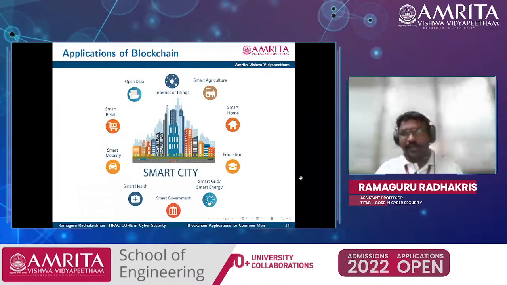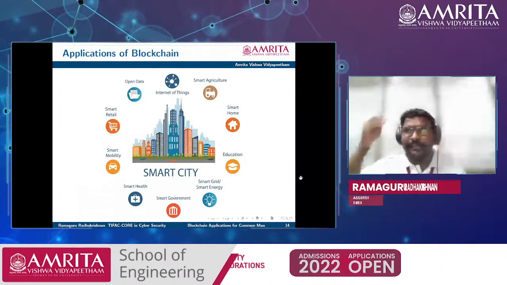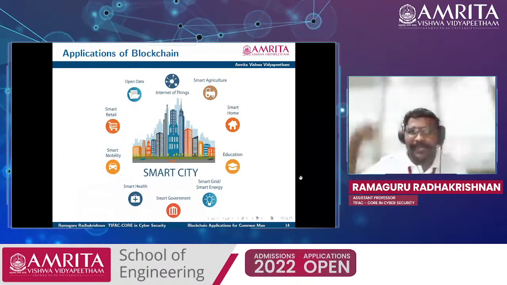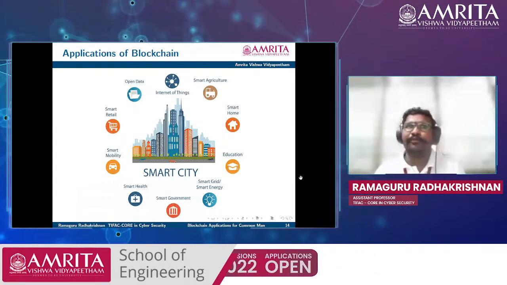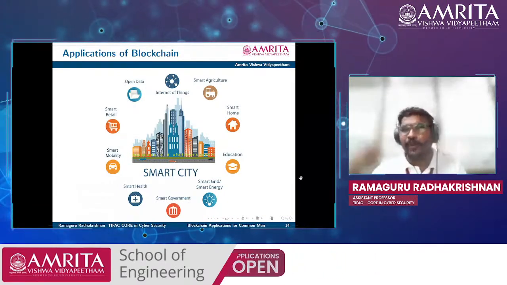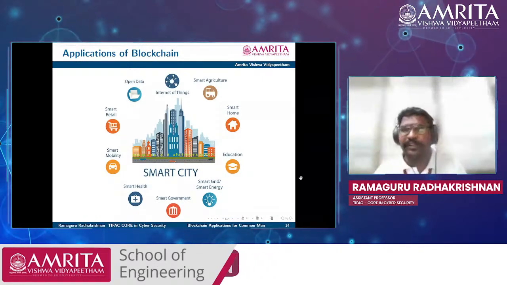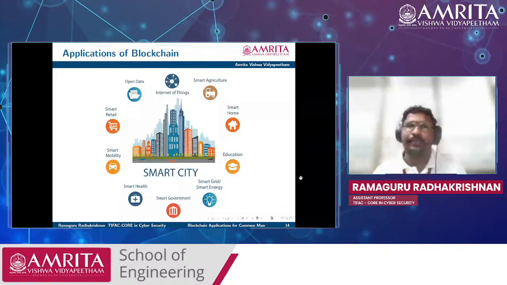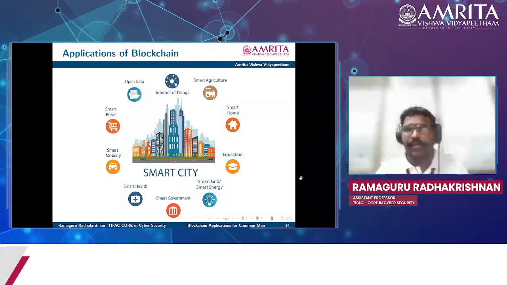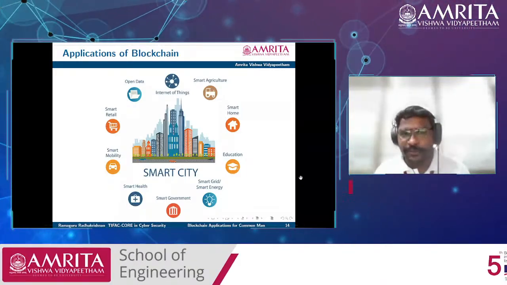Now let us quickly get some practical view of this also. I would like to show one or two demos and a few applications where we have created some prototypes. I would also like to quickly show you that.